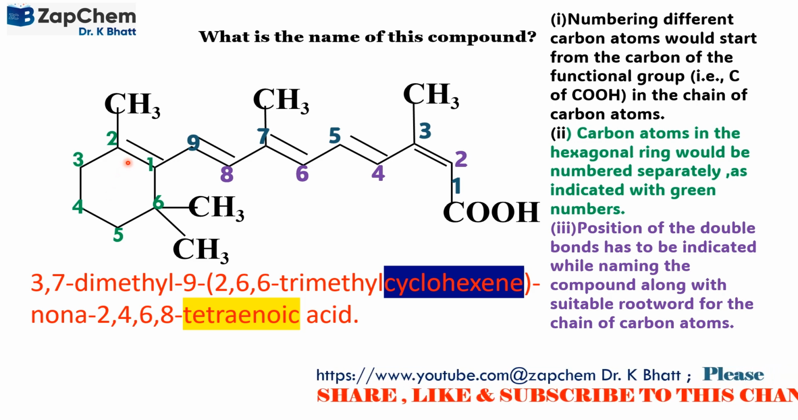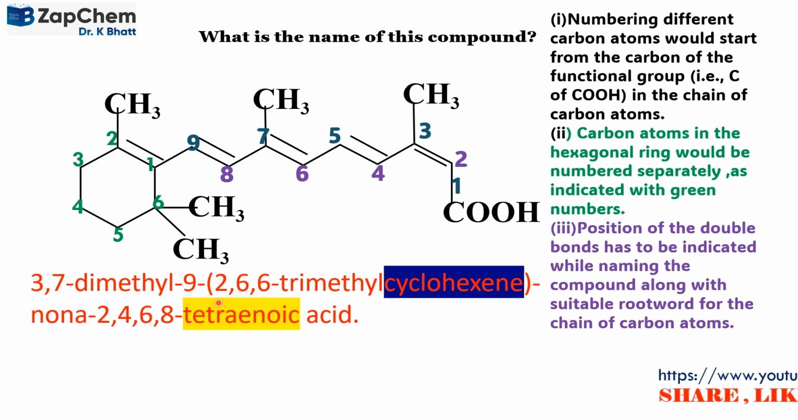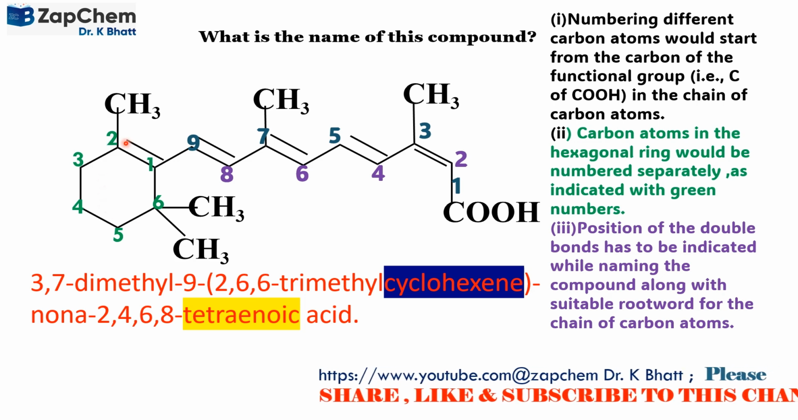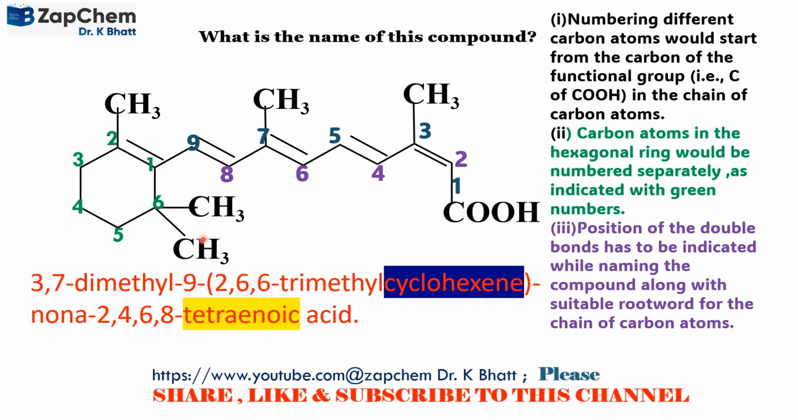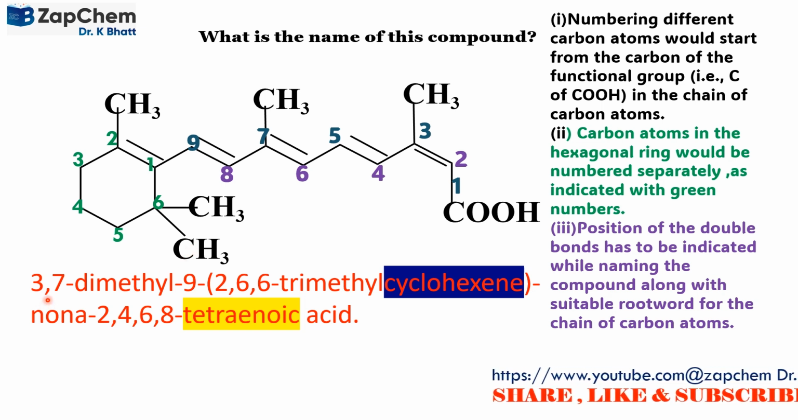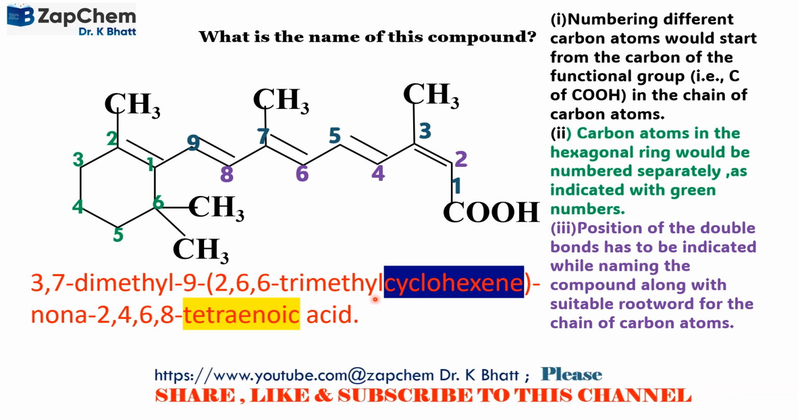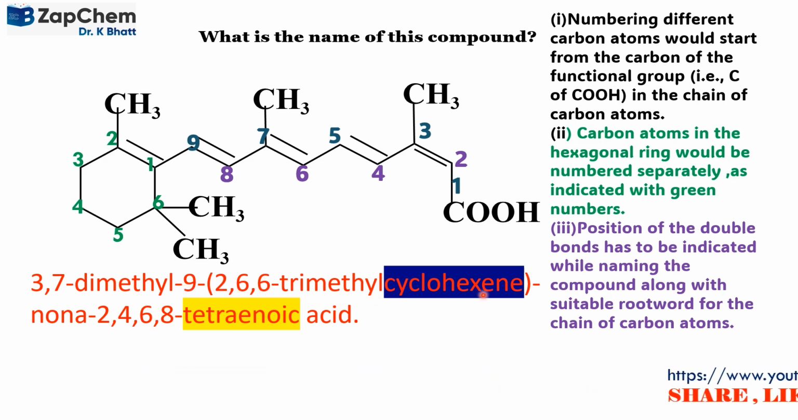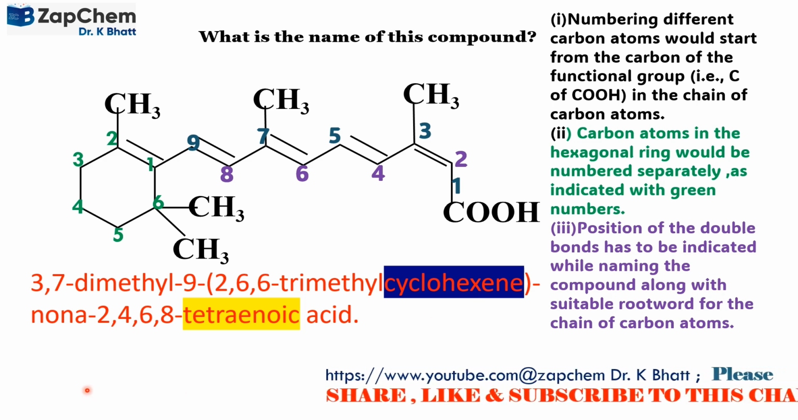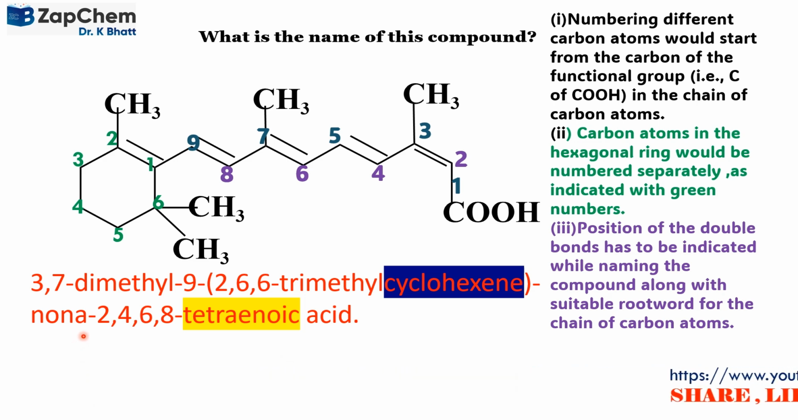And since there is a double bond, we shall call it cyclohexene containing methyl groups at the 2, 6, 6 positions: one methyl group at the second position and two methyl groups at the 6th position. Therefore, I repeat again, it will be 3,7-dimethyl-9-(2,6,6-trimethylcyclohexene). Mark that it is now to be written as cyclohexene. And nona, of course, represents nonane.